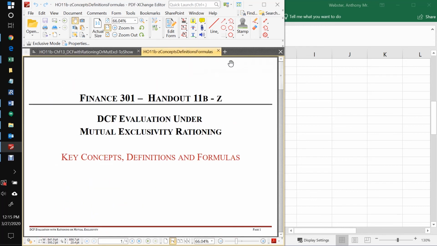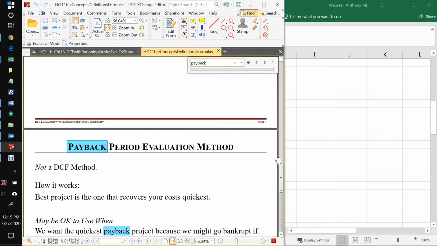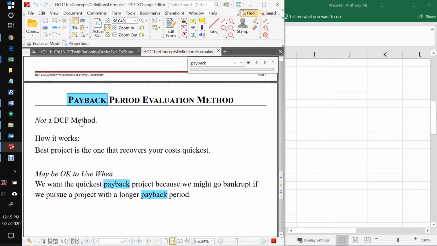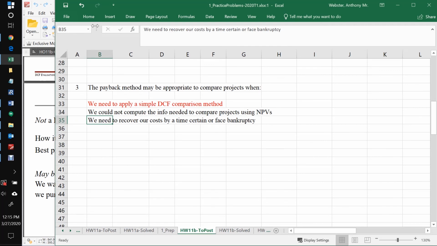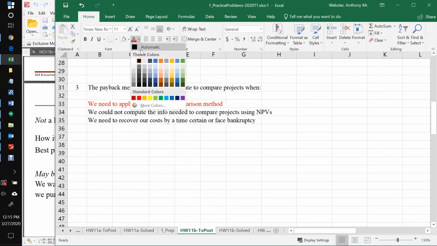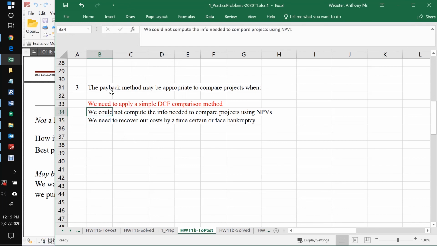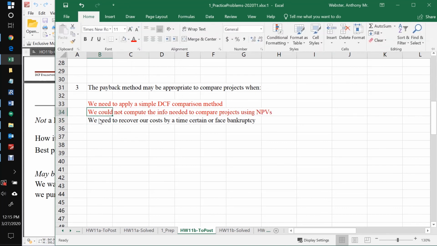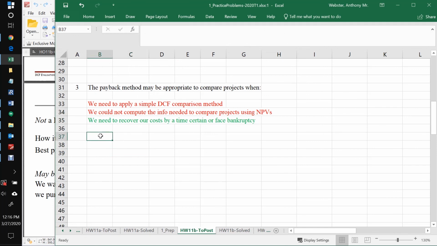And also, let me just show you, we could do the same thing here using concepts, definitions, and formulas handout. Okay, so we look for the payback period. It says it's not a DCF method, and it tells you when it may be okay to use it. When the quickest payback, because we might go bankrupt if we pursue a project with a longer payback period. So based on both of those notes, this is clearly what we want here. So we'll take this one and make that one red too, and we'll make this one green to show green for go, green for good, green for the correct answer, and that's it.